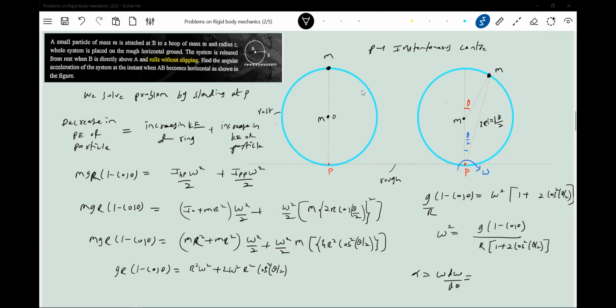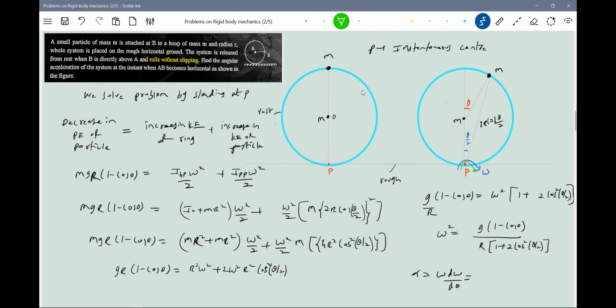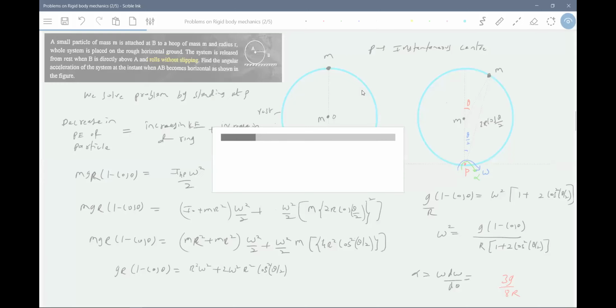So shall we show that alpha here? Yes, we can show that alpha. I'll write down the answer and go for the next problem. The answer will be 3g by 8r. But if you take mg about this particular point, then again the friction force will act, it will accelerate, and solving that is difficult, because the center of mass of the system is here. You have to jump to the center of mass of the system, not about point P. I think we'll be taking a very big risk if you want to try it.